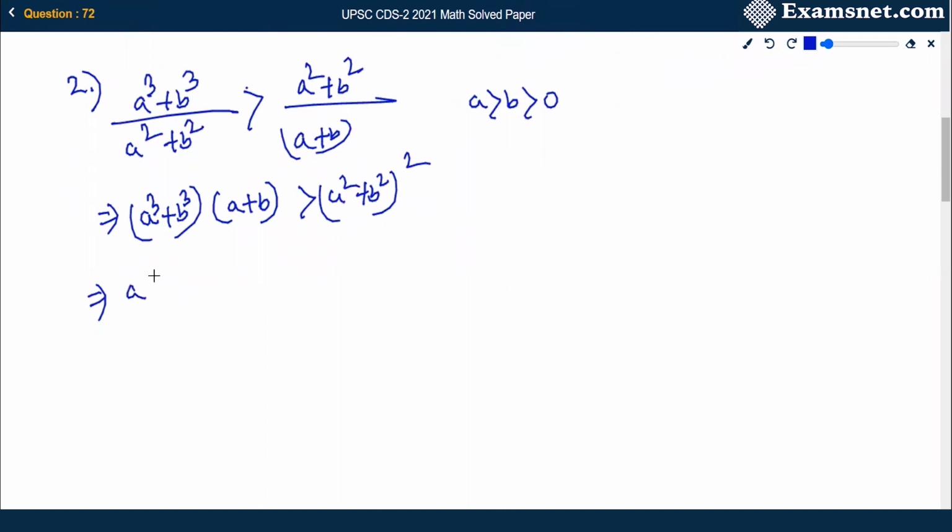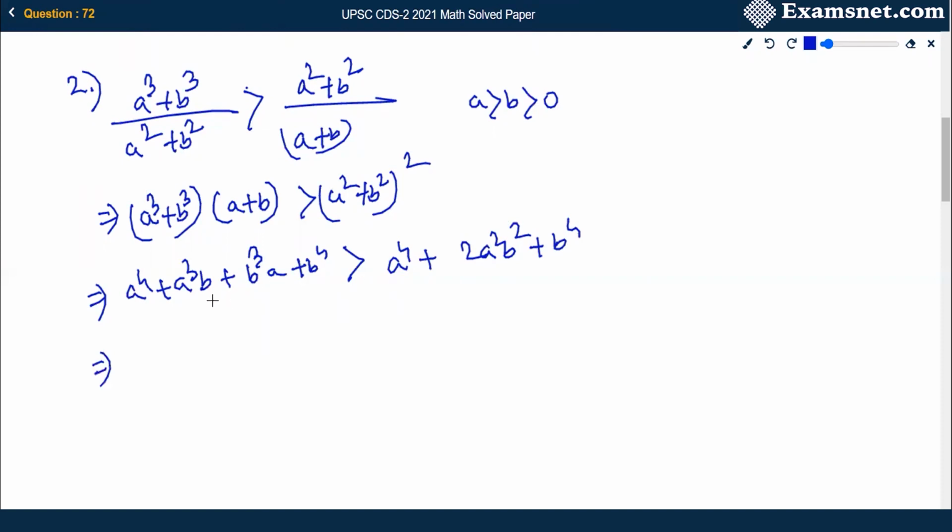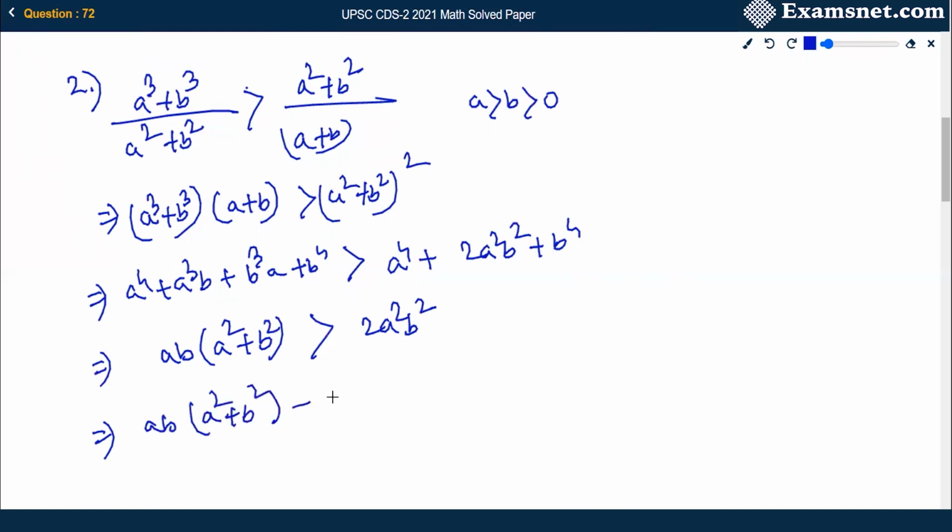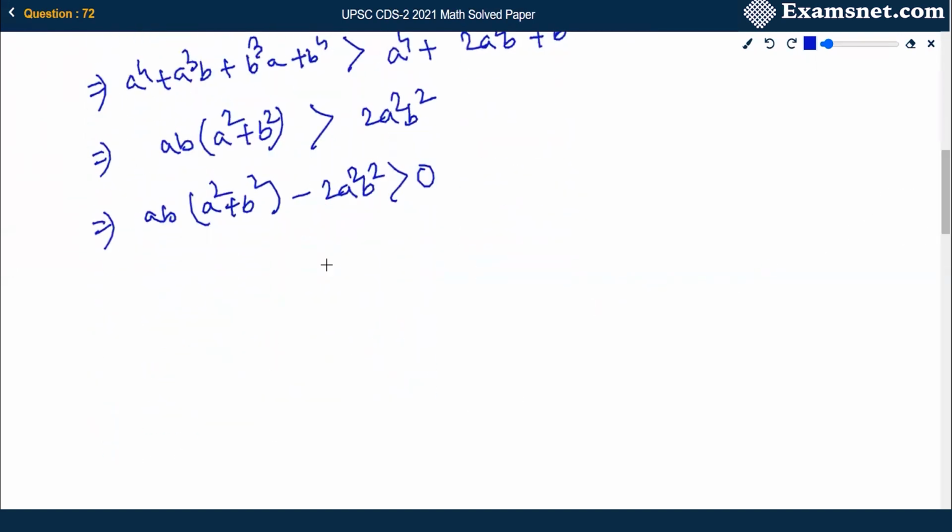So on the left hand side we will get a⁴ + a³b + ab³ + b⁴, and on the right a⁴ + 2a²b² + b⁴. As we can see, from both sides a⁴ and b⁴ will get cancelled. So we will be left with only, if I take ab common from these two, ab(a² + b²) > 2a²b². Now please take that 2a²b² to the left hand side. So it will become ab(a² + b²) − 2a²b² > 0.